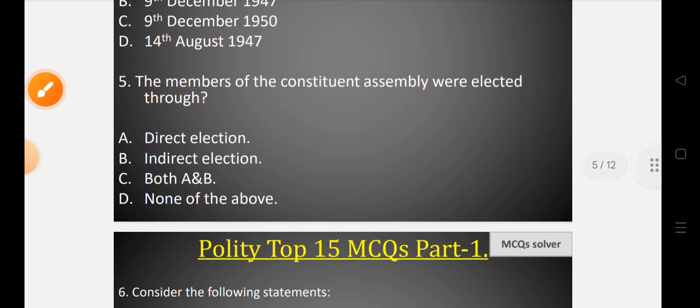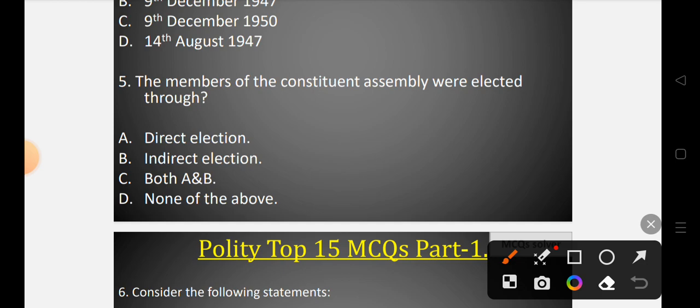Now let's move to question number 5. The members of the Constituent Assembly were elected through. Let's look into the options. Option A, direct election. Option B, indirect election. Option C, both A and B. Or option D, none of the above.